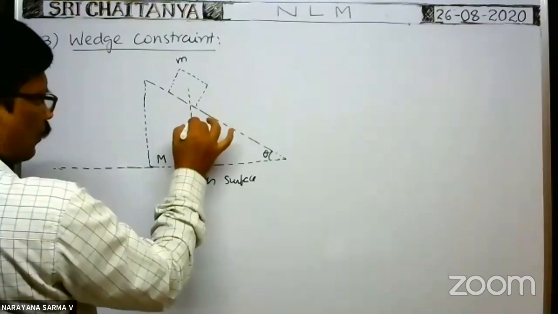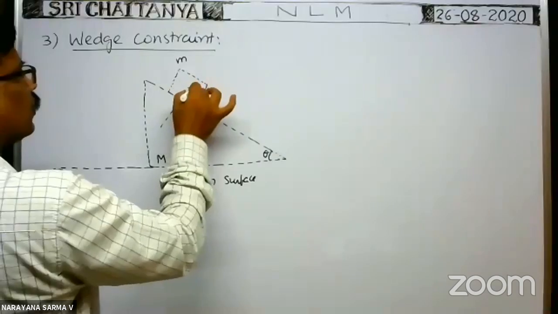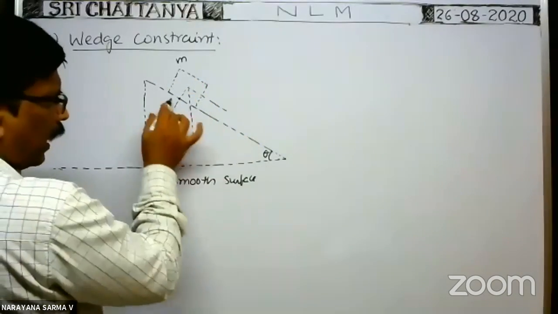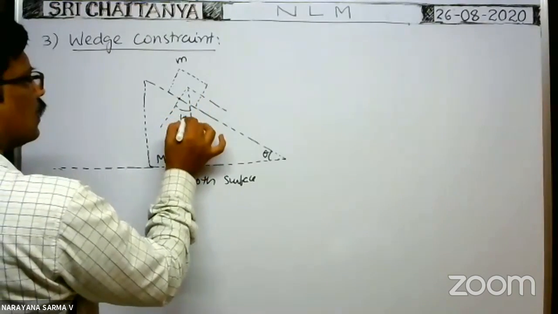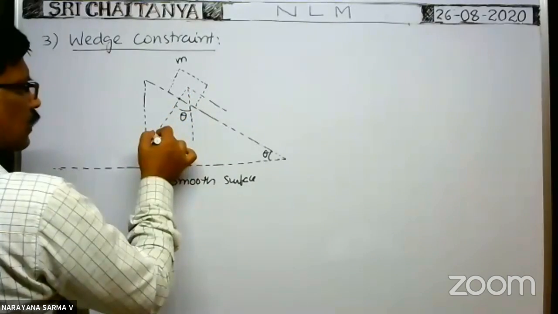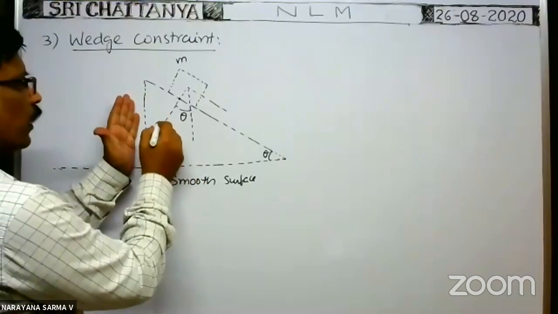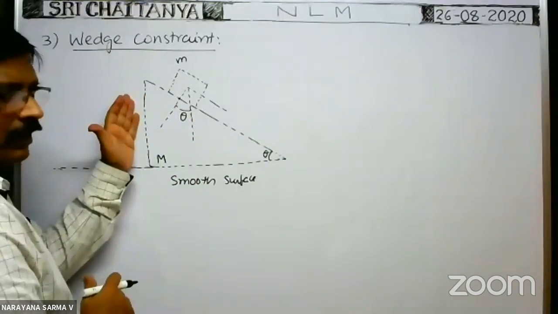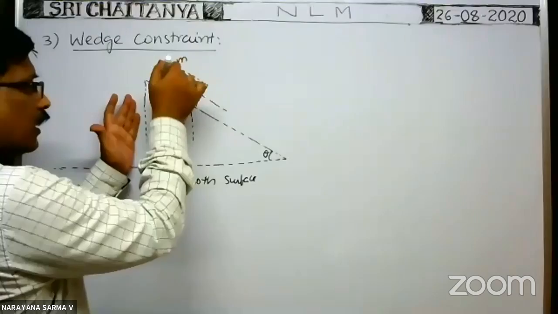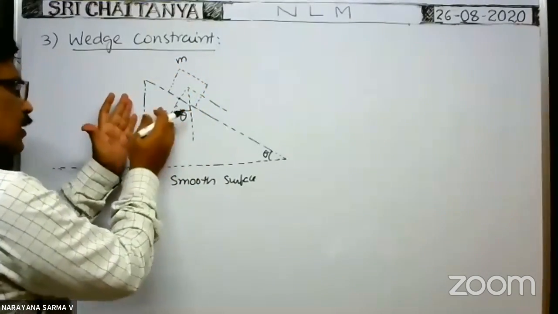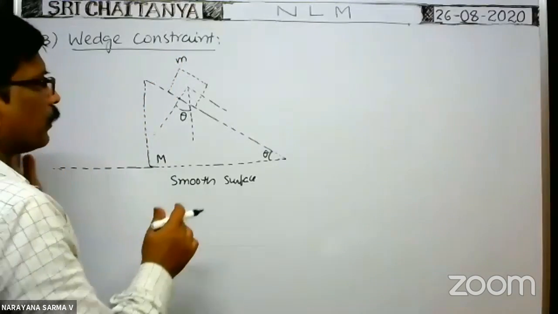Of course, weight acts in downwards direction. Perpendicular to the plane of contact, you draw a normal. In this direction, you draw a line parallel to the inclined surface. If the weight is mg, this angle is theta. Weight component mg cos theta acts in this direction, mg sin theta acts in this direction. If the wedge is fixed, no doubt mg cos theta is the weight component perpendicular to the plane of contact, exerted by the block on this inclined surface. But this block is also in motion. That's why it cannot exert a normal force equivalent to the weight component mg cos theta.